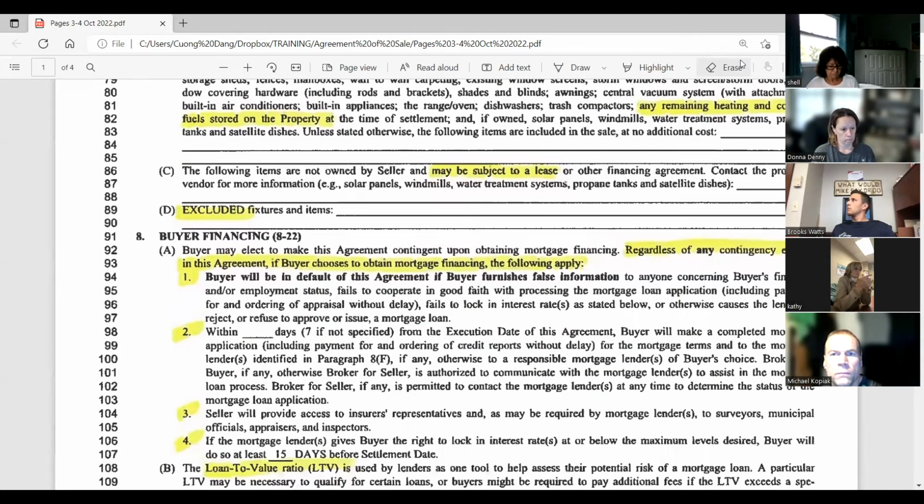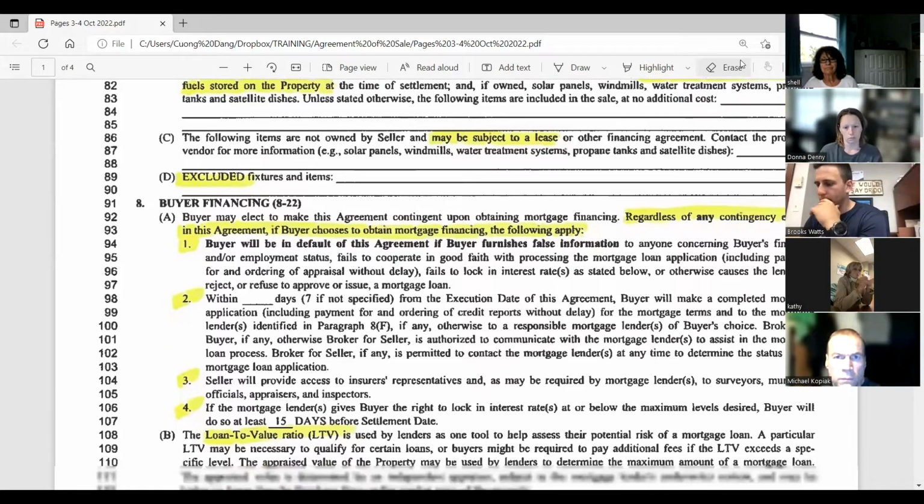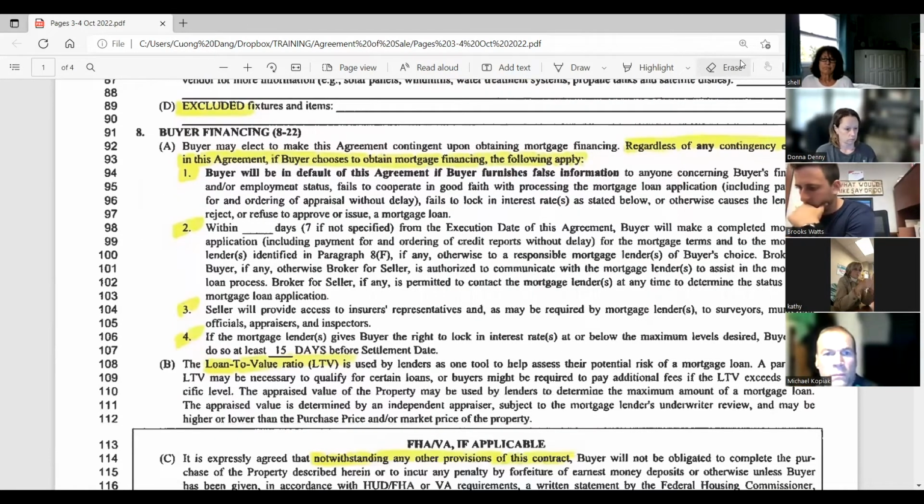And then lastly, excluded items and fixtures. Again, be very specific. Refrigerator. Which refrigerator? Kitchen refrigerator, garage refrigerator, give a place of it. So you want to be very specific when you do that, because most people do have 2 refrigerators. And if you just put down a refrigerator and they leave the garage one and keep the kitchen one, who's right, who's wrong? Okay. Any questions so far? Okay.